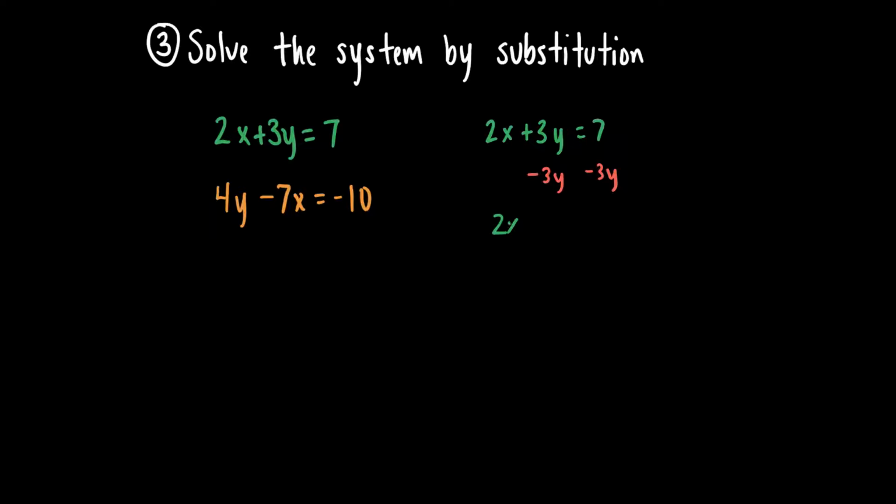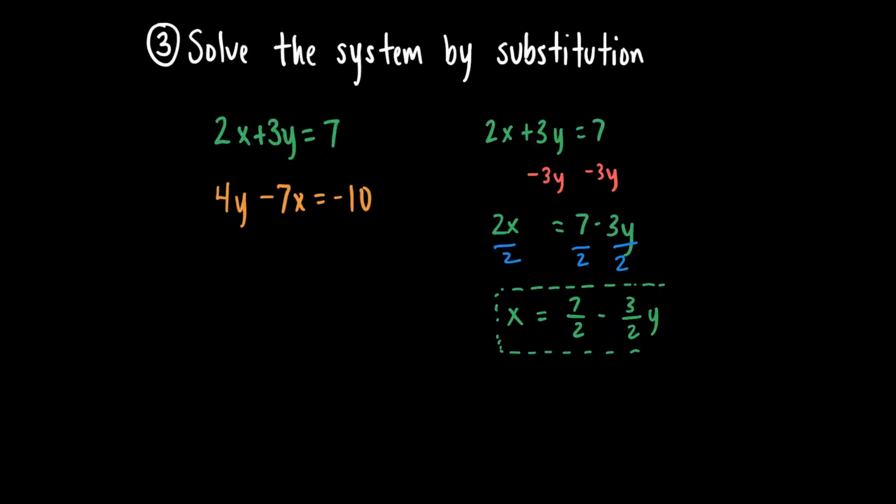And then we get 2x is equal to 7 minus 3y. If you want to put negative 3y plus 7, that's fine. And then from here, we're going to divide by 2 on both sides. Make sure everything gets divided by 2. And that's going to be x is equal to 7 halves minus 3 halves y. You can put 3y over 2, but I'm just going to put 3 halves y. Same thing. Okay, this is probably the best we're going to get as far as a clean fraction.